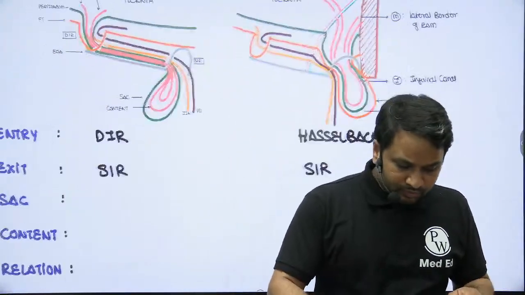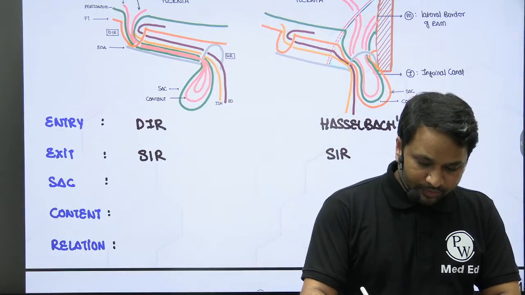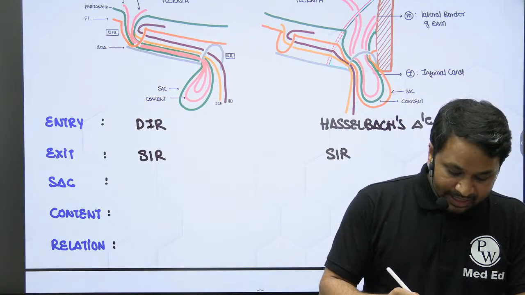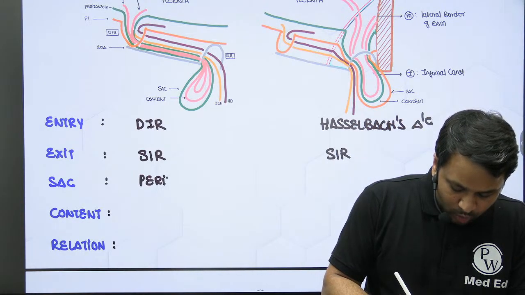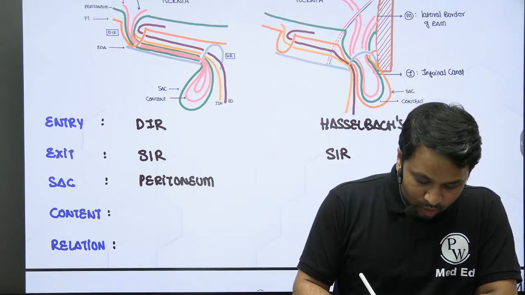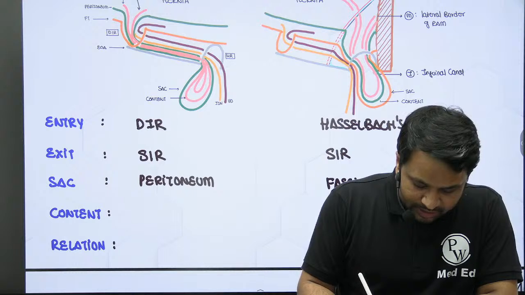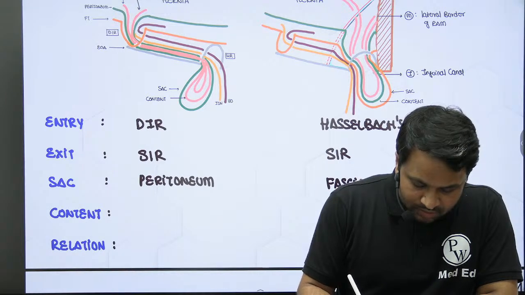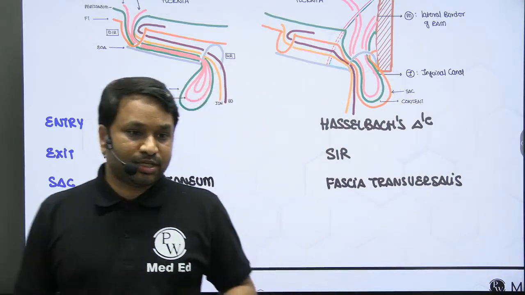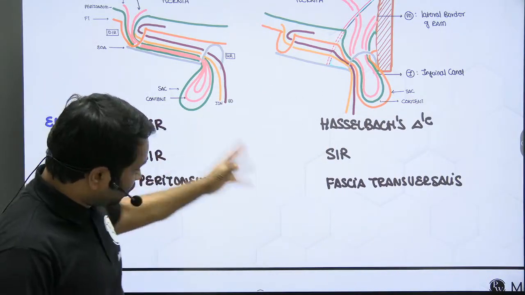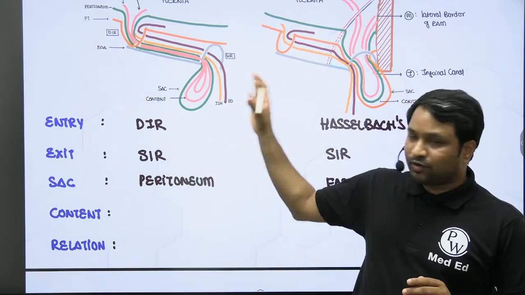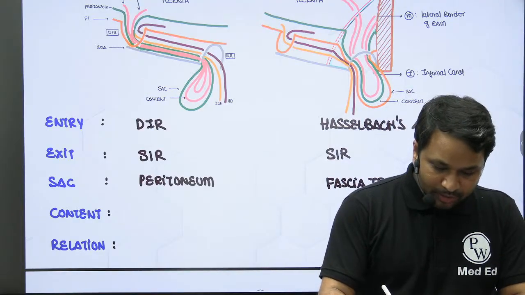Now when you look at the comparison between both of them, सवाल ये है कि sac किससे बना हुआ है, right? Now sac in the indirect inguinal hernia is made up of peritoneum. आप खुद देख लो, समझ में आ जाएगा. ठीक है. Whereas sac in a direct inguinal hernia is made up of fascia transversalis. So in your inguinal hernia comparison, the entry and the exit points are important, so you have worked it out. The sac, what it is formed of, we now know. What is the content? Based upon the content.